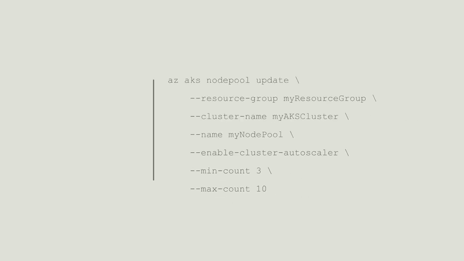To enable Cluster Autoscaler, you need to specify a minimum and maximum number of nodes in your node pool. Here's an example command using the Azure CLI. This command configures the Cluster Autoscaler to maintain the node count between 3 and 10 based on the current demand.